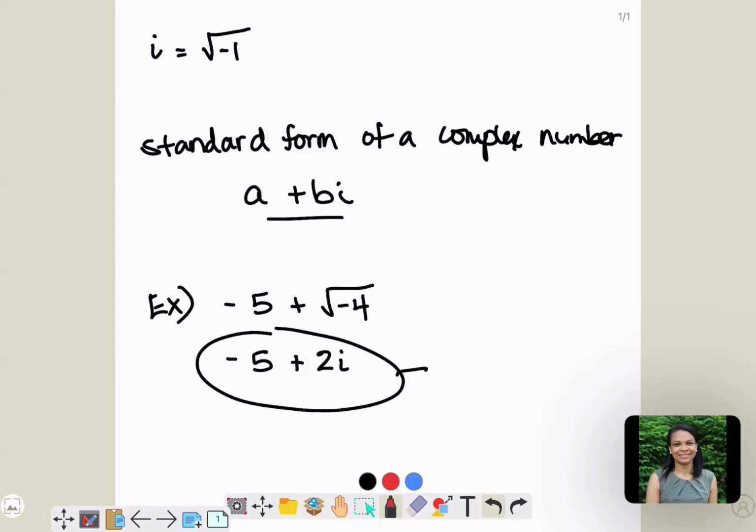So let me just label them here: a is the real part and bi is the imaginary part. Here this b is a real number and it is multiplied by the i. That is the imaginary part of a complex number. If a complex number has no real part, so something in the form just bi, we would call that a purely imaginary number, as long as b is not equal to 0.